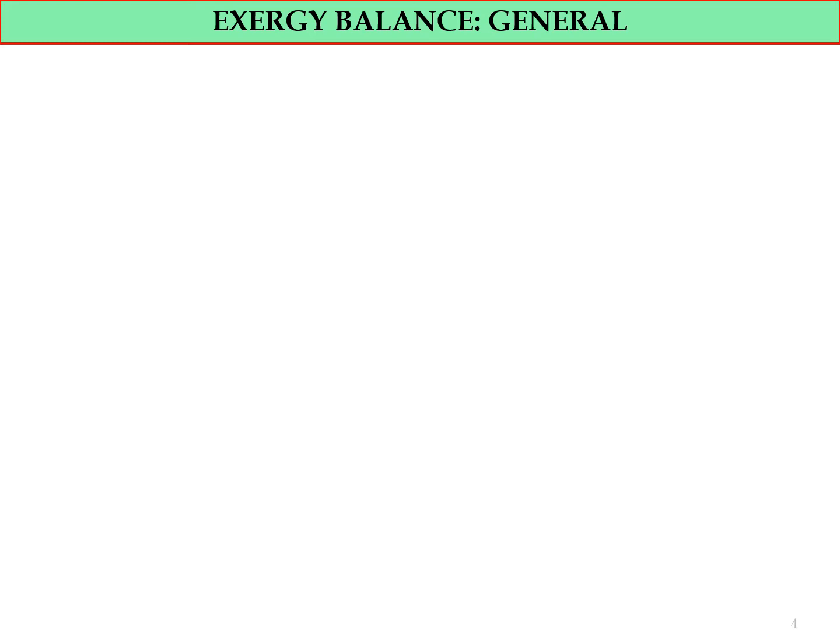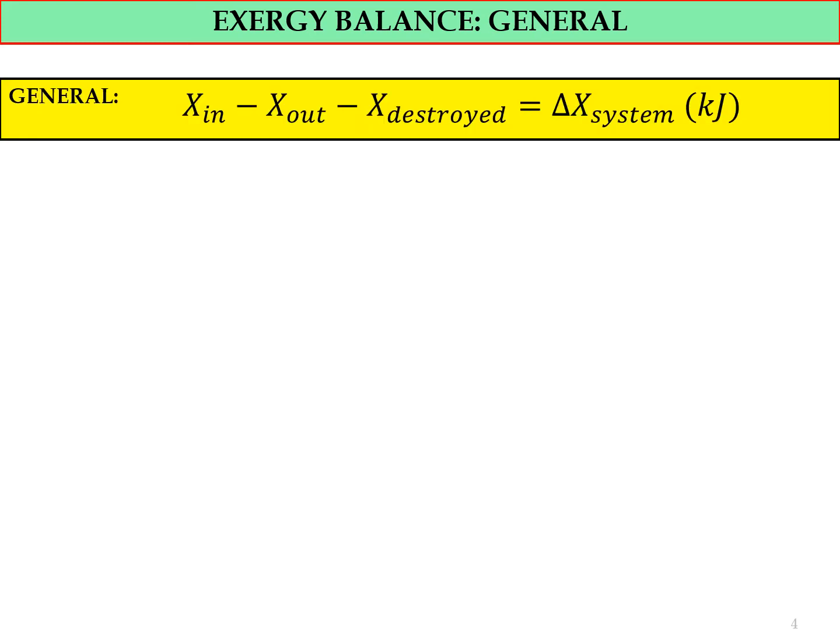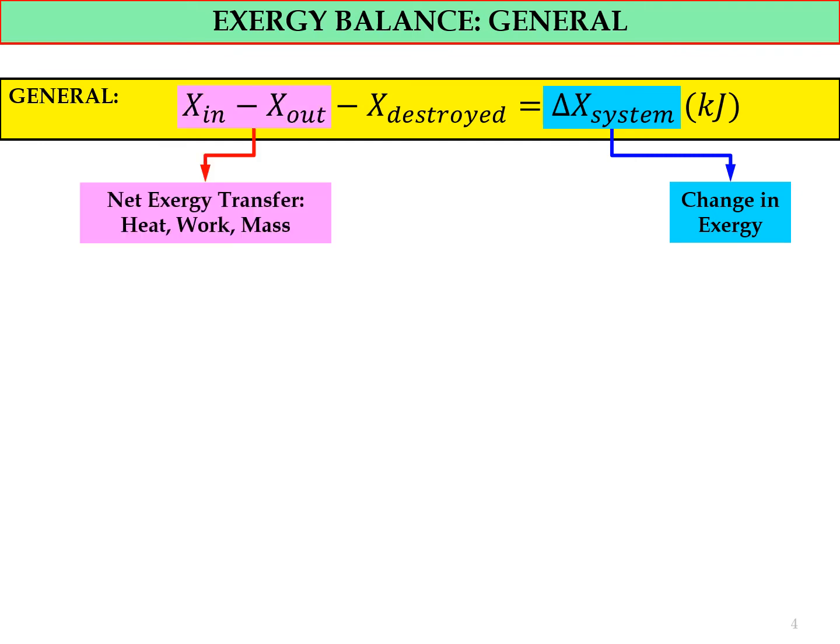So here we are looking into the general equation of the Exergy balance. The general equation is Exergy in minus Exergy out minus Exergy destroyed equal to delta X system, or Exergy change of the system. Okay, so here delta X system is the change of Exergy in the system, and X in minus X out is the net Exergy transfer from heat, work, and mass. And then we have Exergy destroyed, which is coming from the Exergy destruction.